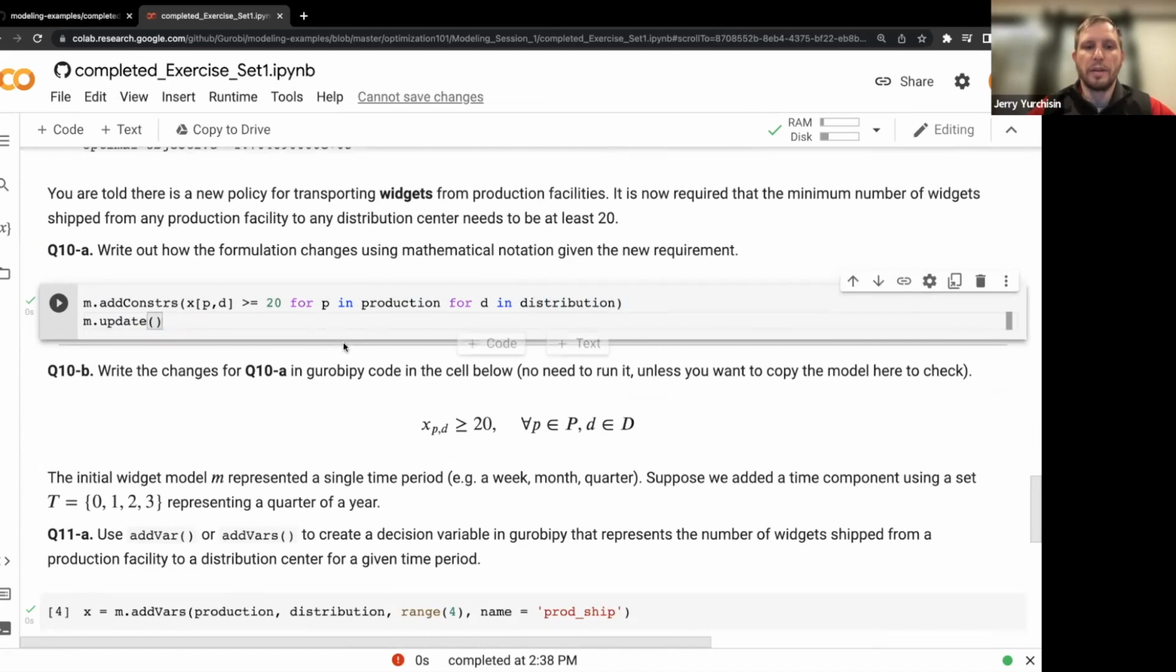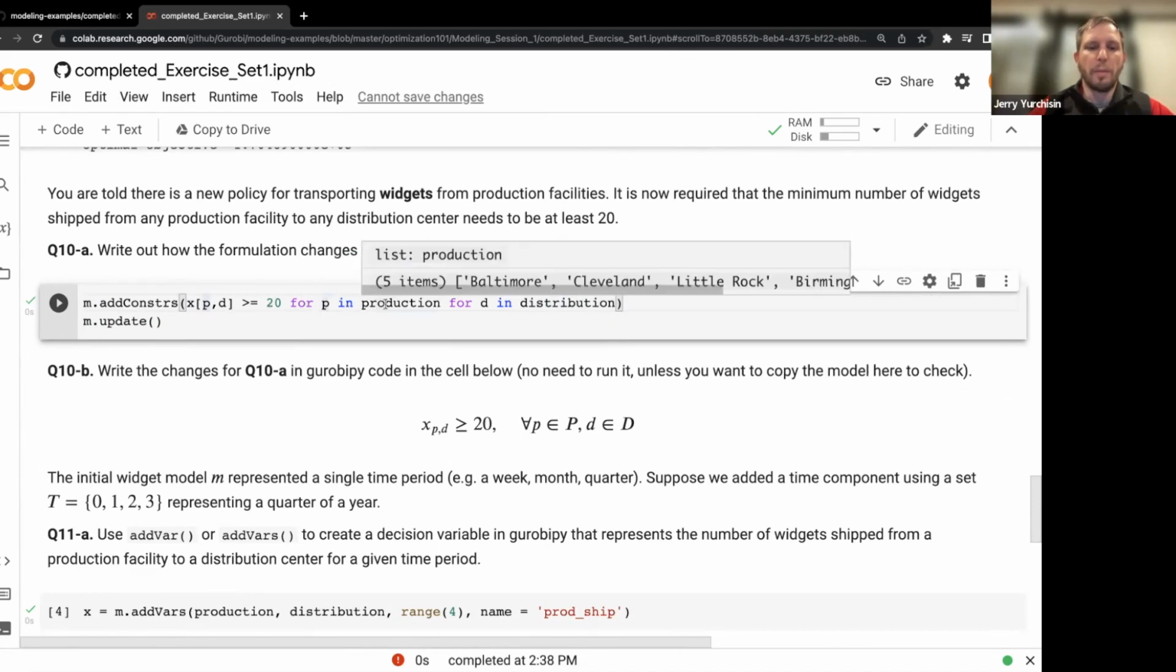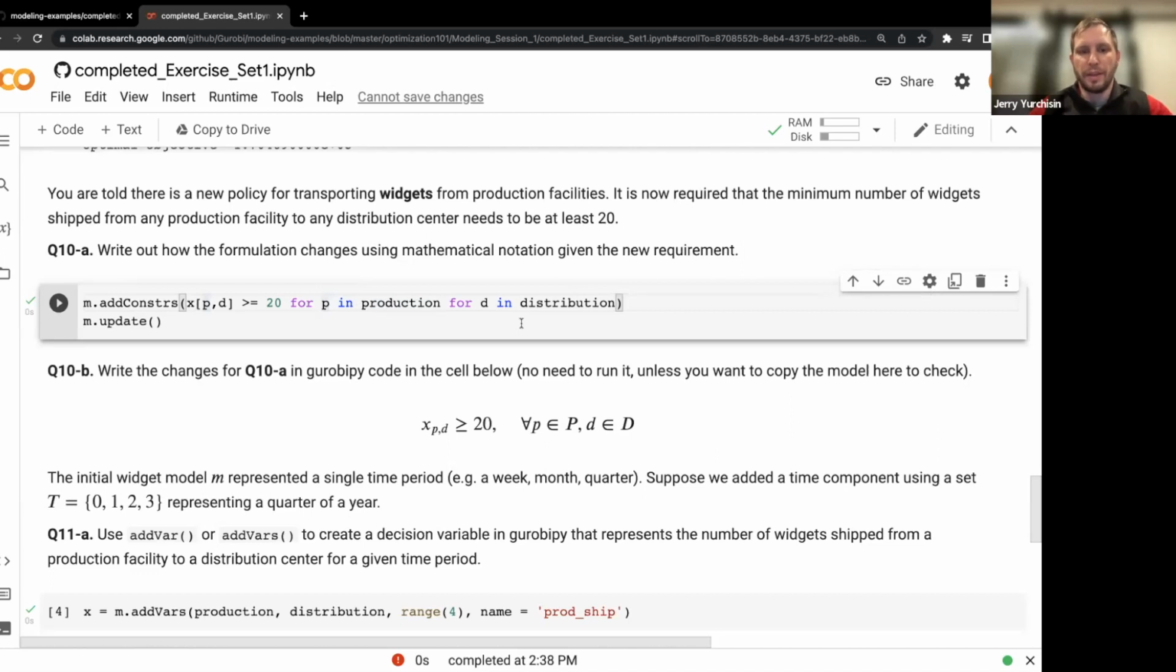There are other ways that you could have formulated this. You could come up with other ways of combining these two sets. We had, like, the indices from the cost data frame, and we use that for ways of adding variables and things like that. So you may have something that's slightly different here to make sure that you're going through each combination of production facility and distribution location. But as long as individually all of these decision variables are at least 20, then you're getting the job done.